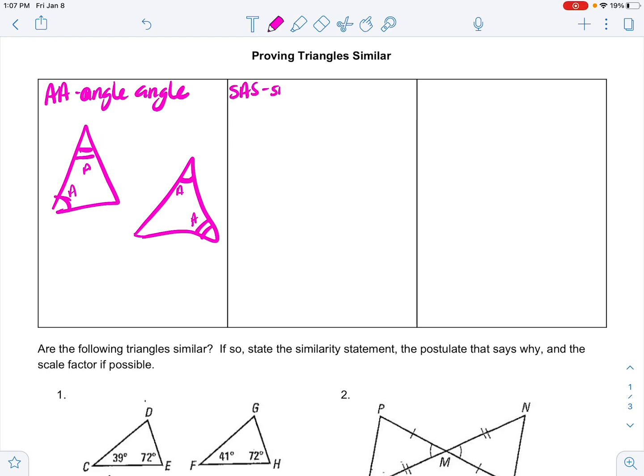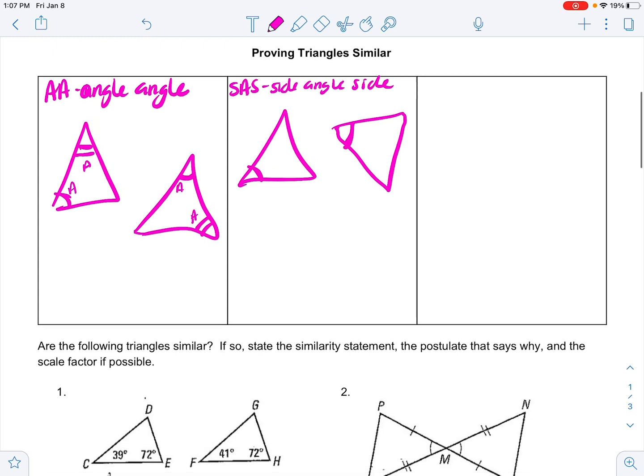The next one is side, angle, side. Very similar to what we had for congruent, it's just a little different. So I do have an angle congruent to an angle. Let's go ahead and label these A, B, C, L, M, N. Then I have to set up proportions because I have to have side, angle, side. So if this is my angle over here, I'm going to use these 2 sides that form that angle. Same with this, the 2 sides that form that angle. So I have side, angle, side, side, angle, side.